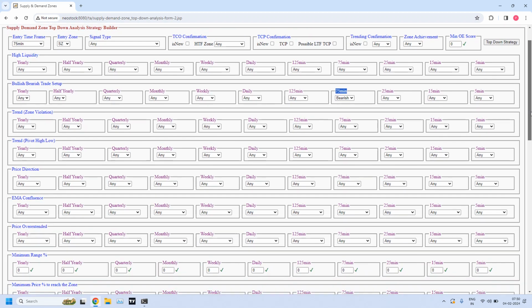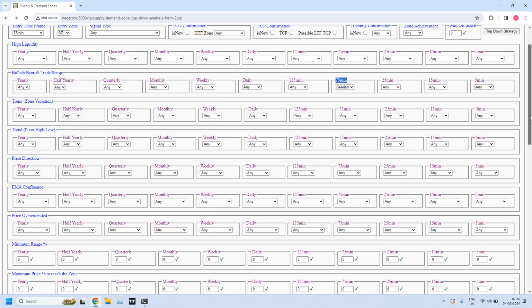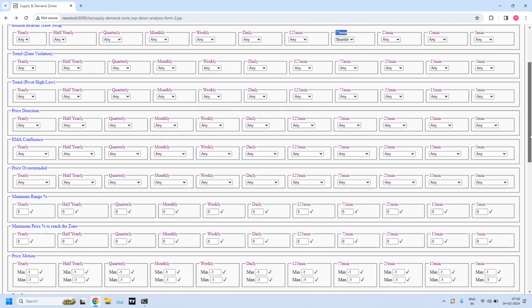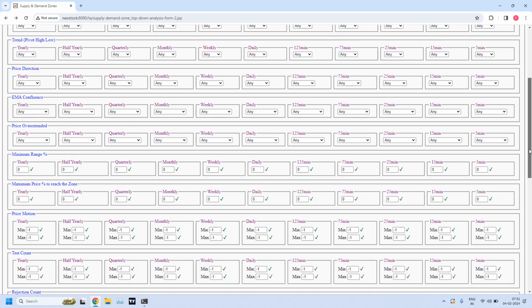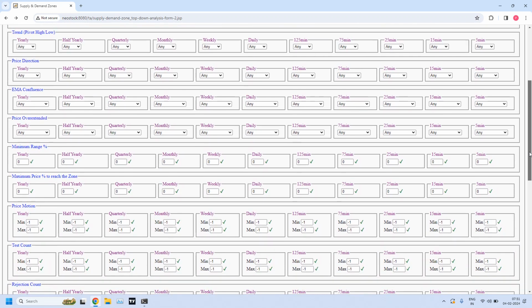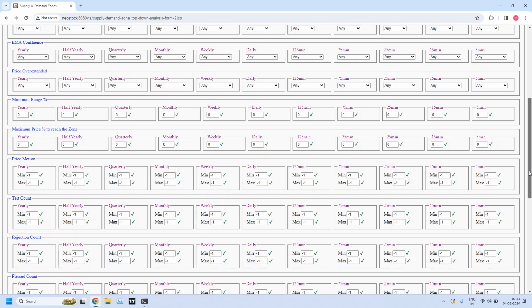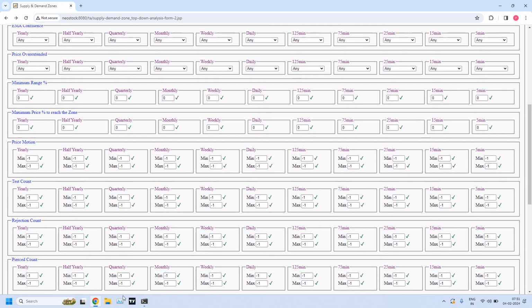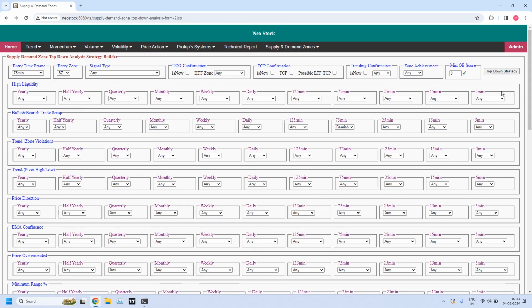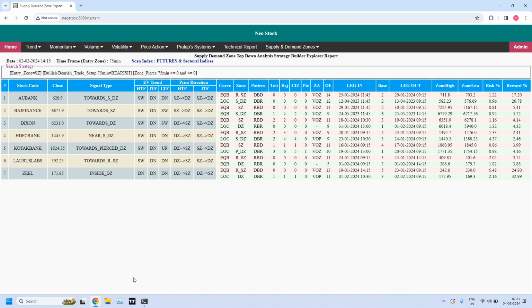Now I'm not changing the test count because the number is very small. Even tested zones I'm showing. Maybe you can reject them from the report. So in this last one, the pierced count in this report, at 75 minutes I'm setting 0, 0. So 7 stocks are there.